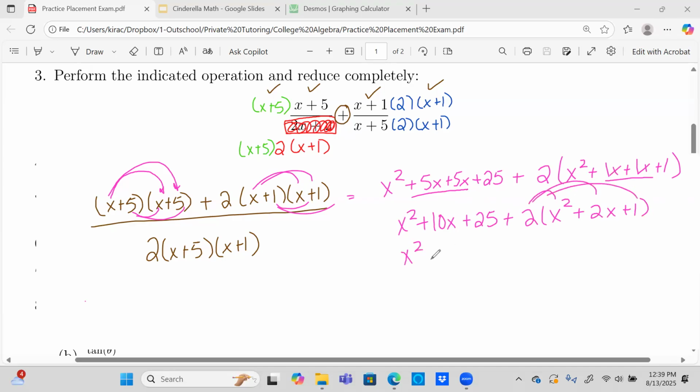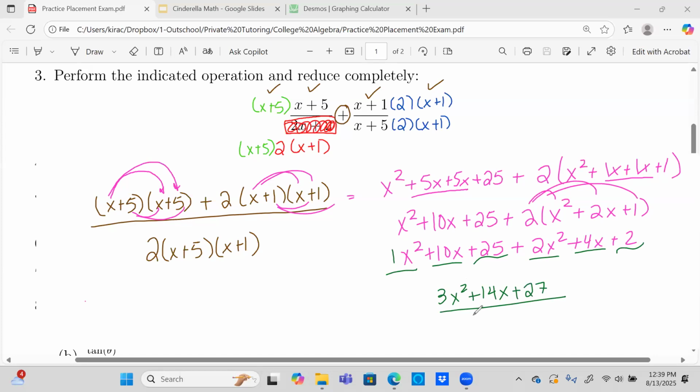So the first part's fine. And now we have 2x squared, 4x, 2. Combining like terms here, there's a 1. So that's now 3x squared. 10 plus 4 gives us 14x. 25 plus 2 gives us 27. And then the bottom is the same. We just ignored the bottom for a little bit. I'm thinking that's the answer.